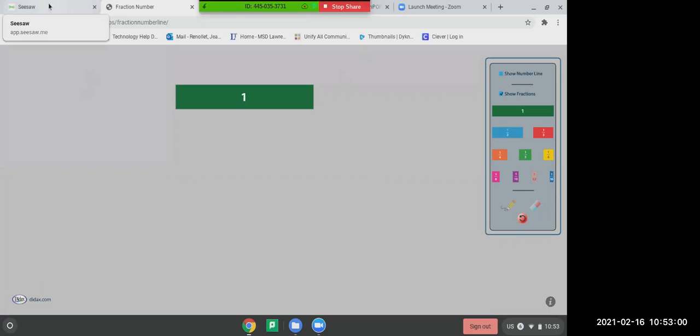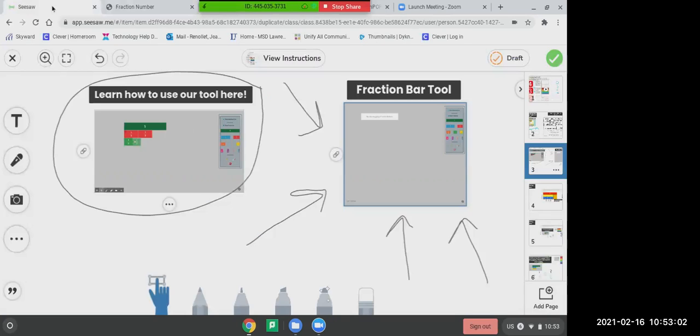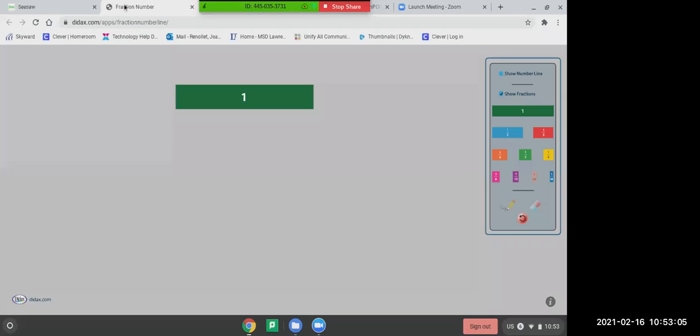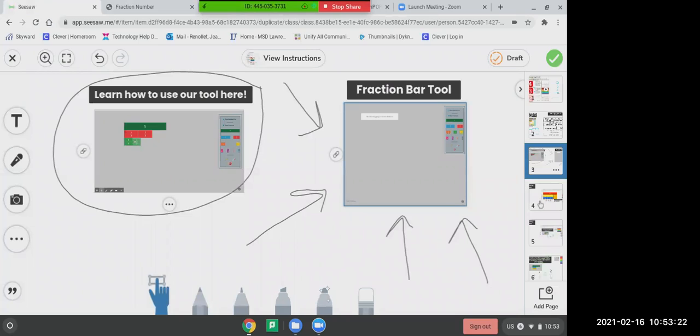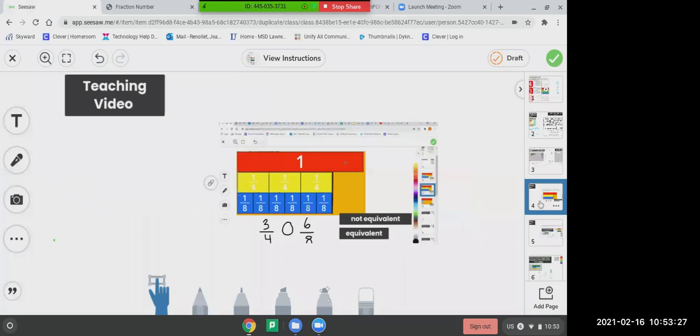That means you need to go between your Seesaw tab and your Fraction tool tab back and forth. Today you also will be expected to take a picture of your model and put it on Seesaw. That is something we have been practicing that you should be able to do today. Let's go to slide number 4 to learn more about how fractions can be equal but use different numbers.